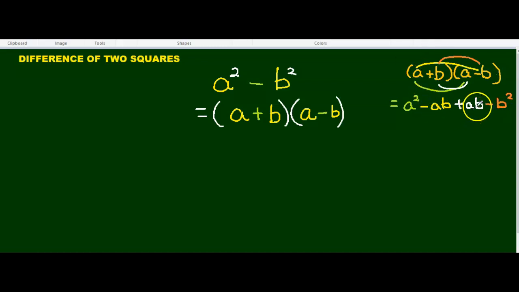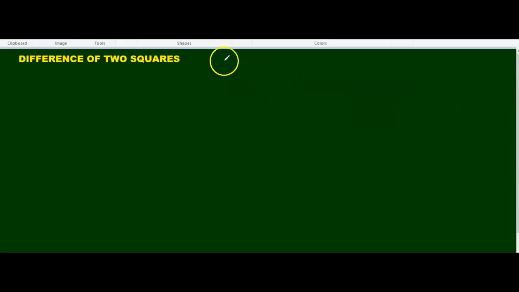Now, as you can see, the ab and the minus ab cancel out, which leaves us with a squared minus b squared, which is our difference of two squares. So let's look at a simple example.